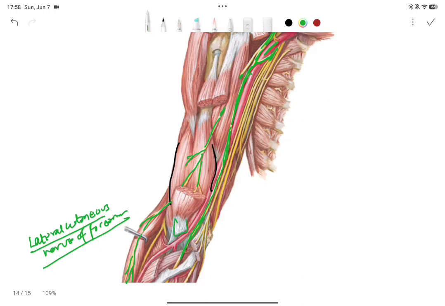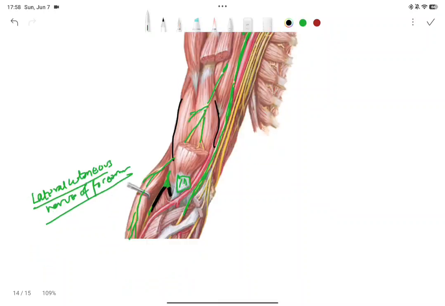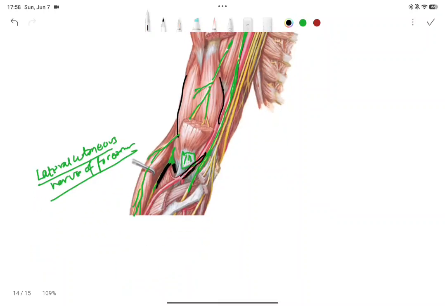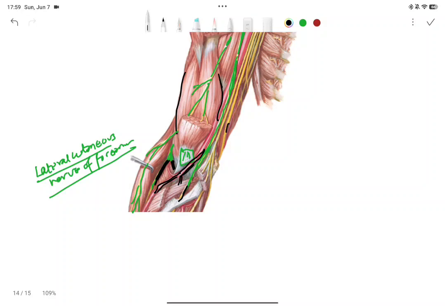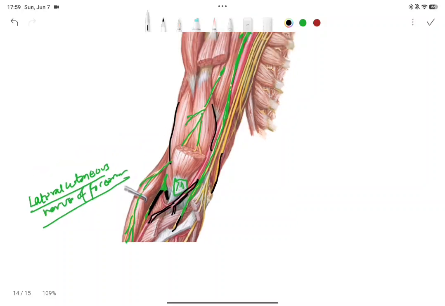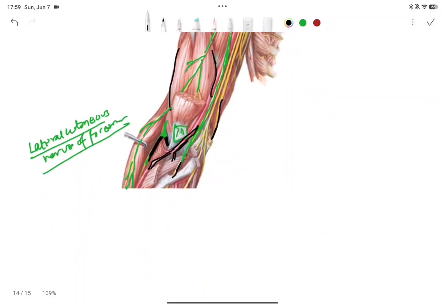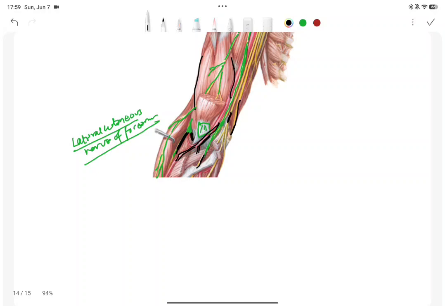And there is the bicipital aponeurosis, which is a flattened tendon, and there is the radial nerve, which has a deep branch and a superficial branch. This is the deep branch of the radial nerve, and this is the superficial branch of the radial nerve, and there is the brachial artery. The brachial artery divides into the radial artery and the ulnar artery, and this is the median nerve. This is the ulnar nerve, just behind the medial epicondyle. I guess this is a branch of the ulnar nerve.